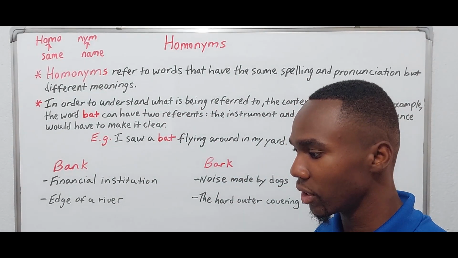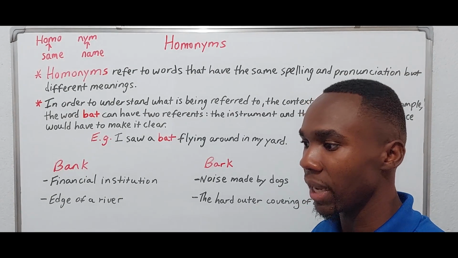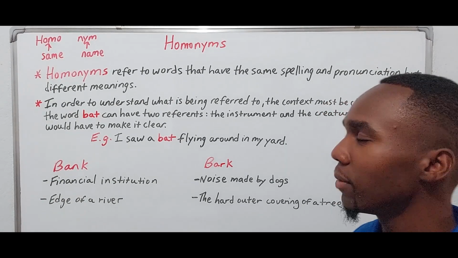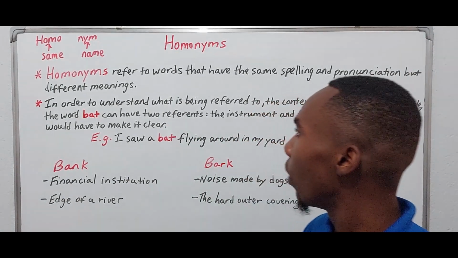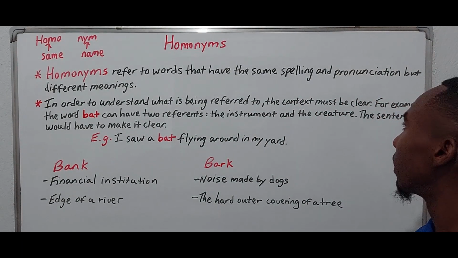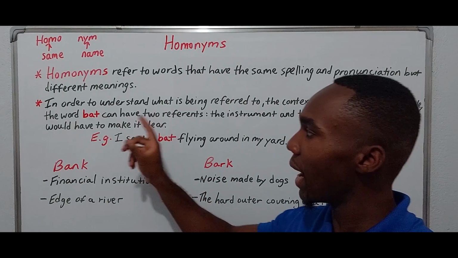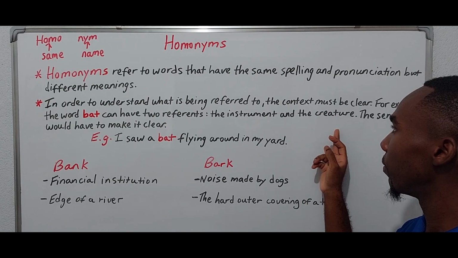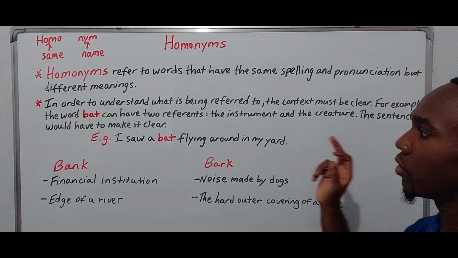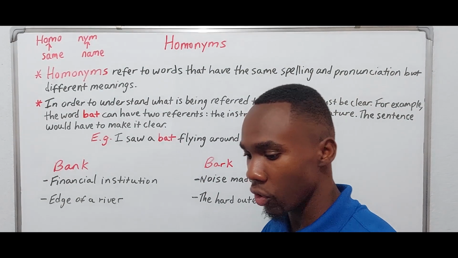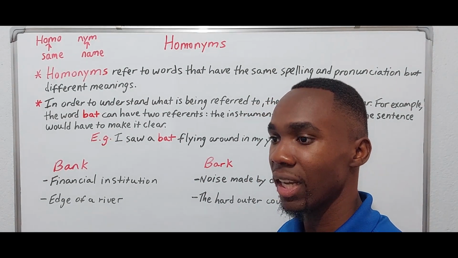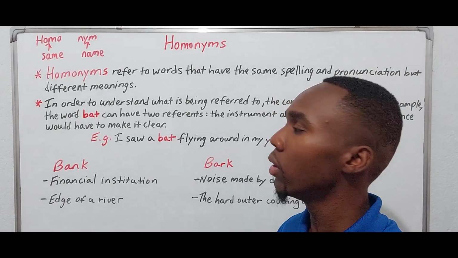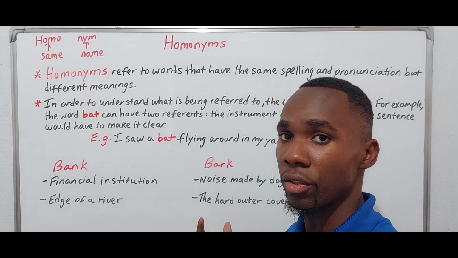So of course the question I'm sure you guys are begging to ask is, wouldn't that mean that they're the same word? Not exactly, right? In order to understand what is being referred to, the context must be clear. For example, the word bat can have two references, the instrument and the creature, right? The sentence would have to make it clear. Okay, so bat. Bat could refer to the instrument used in certain sports like cricket or baseball, or it could refer to the creature, right?